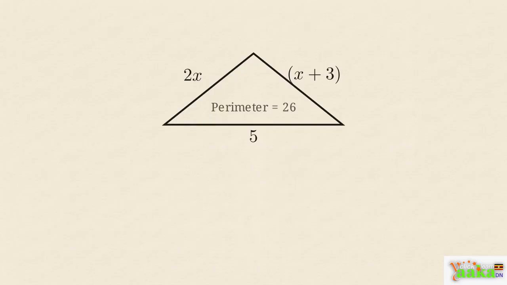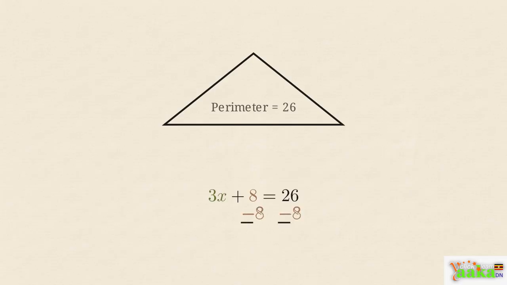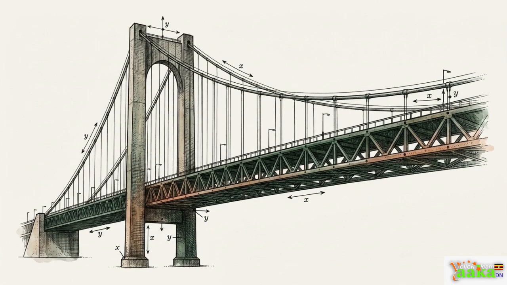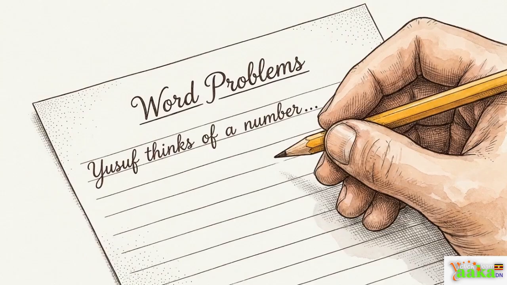We add the triangle's 3 sides to form an equation equaling 26. Grouping like terms, 2x plus x is 3x, and 5 plus 3 is 8. Subtracting 8 from both sides leaves 3x equals 18. Finally, dividing by 3 reveals x is 6. By translating physical boundaries into a balanced algebraic equation, engineers and designers can work backward to find exact dimensions from only partial information. Now let's apply these steps to a multi-step word problem.